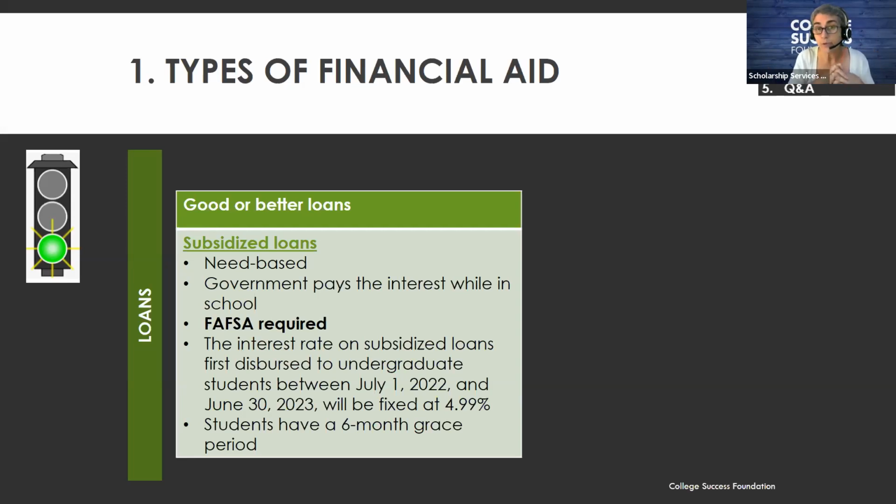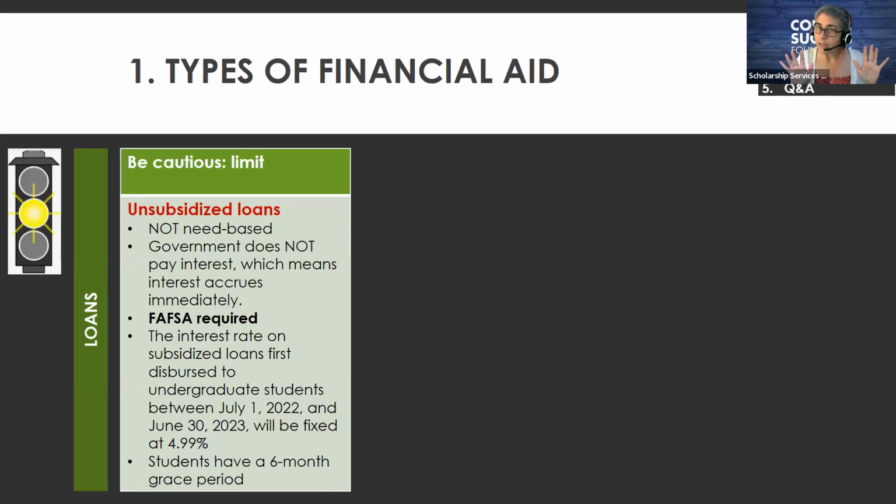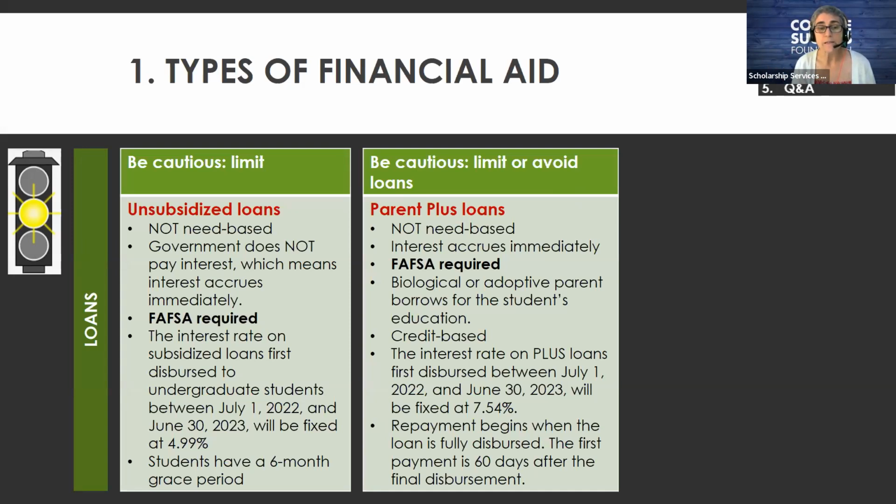Again, this is the best possible option for loans. The next one we want to cover with a little bit of a yellow light and say, okay, they're kind of okay, but you should really limit them, is the unsubsidized loan. The unsubsidized loan is not need-based. Okay, so it's important to remember these.